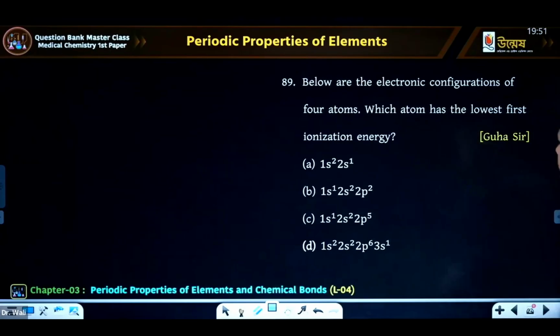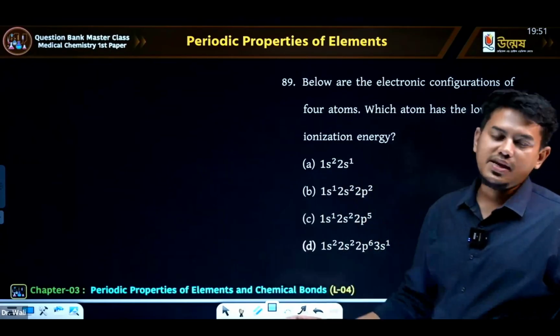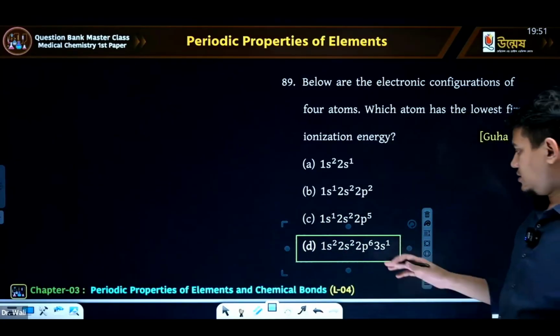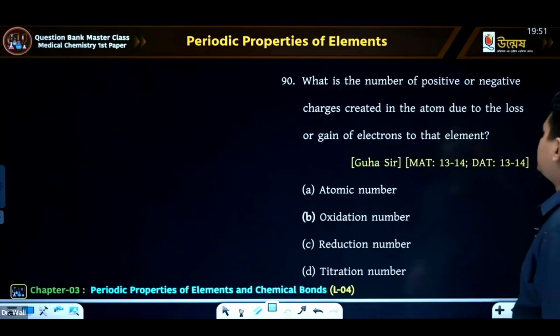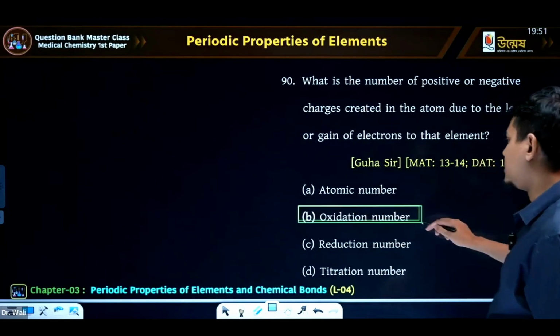Below are the electronic configurations of 4 atoms. Which atom has the lowest first ionization energy? The lowest first ionization energy will be for an element that is placed in the left lower half, right? In that case, this one is the answer, since it is in the 3rd period and it is located in group 1. What is the number of positive or negative charges created in the atom due to the loss or gain of electrons by that element? Certainly, this is called the oxidation number.